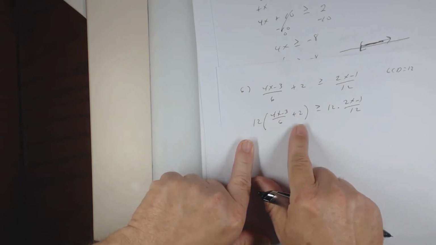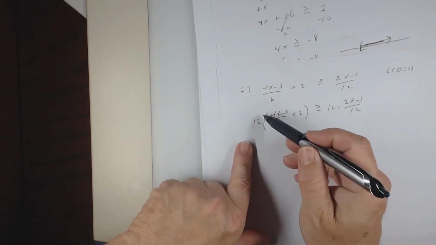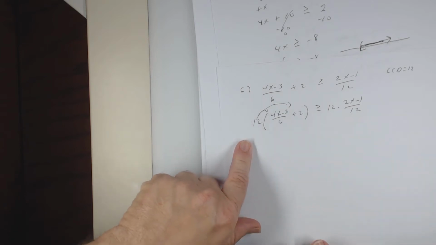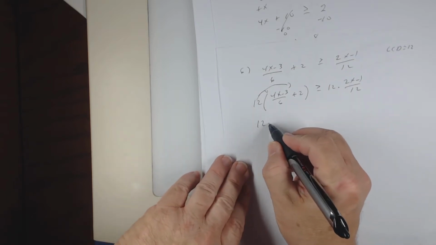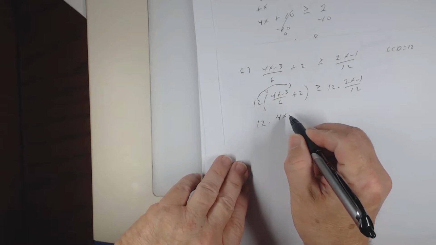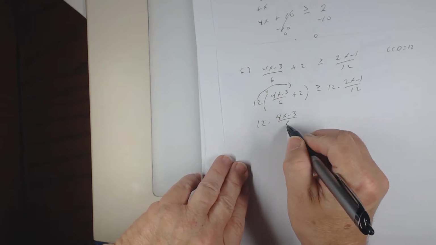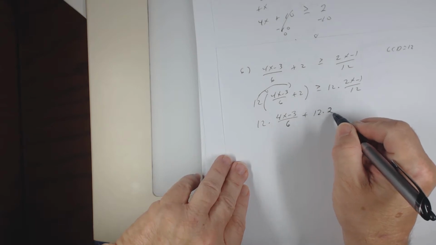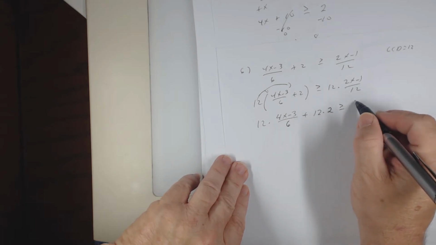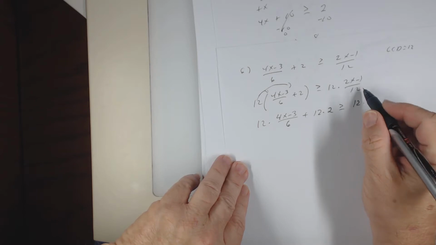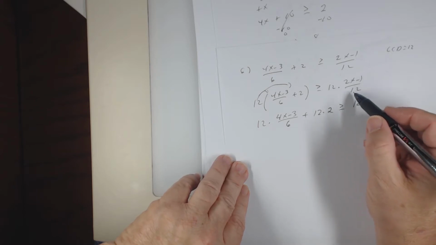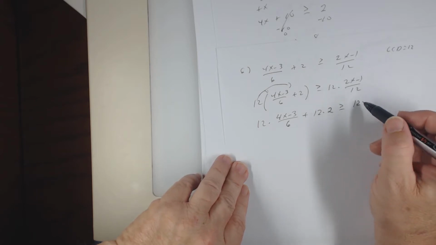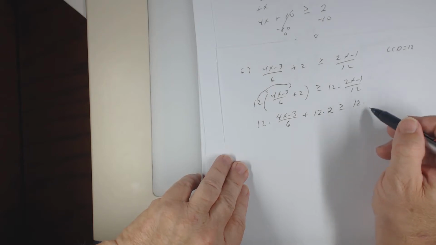Now I've got to get rid of these parentheses. So what property am I going to use now? Distributive property. So you're going to say 12 times what? Minus 3 divided by 6 plus 12 times what? 2 is greater than or equal to, and then I'm just going to rewrite. Yeah. So you could have reduced the 12s, right? And then just say that was what right here?